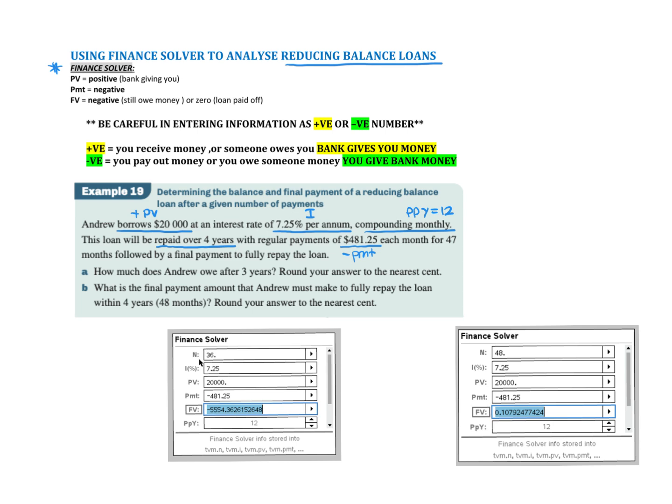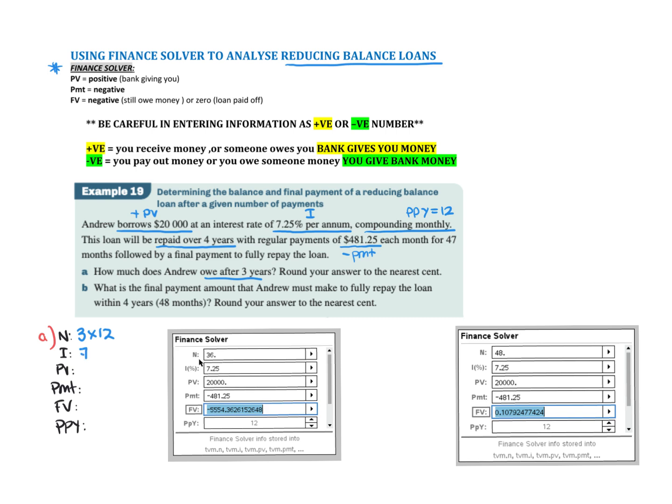So the first question is A. It says, how much does Andrew owe after 3 years? And give your answer to the nearest cent. So what you do is just start writing out all your finance solver titles like this, and if you pop in everything you know so far, often the one missing is going to be the question. So it says how much does he owe after 3 years. Remember this is 3 years, but 3 years would be 36 months because it's monthly. So we put 3 times 12 up there.